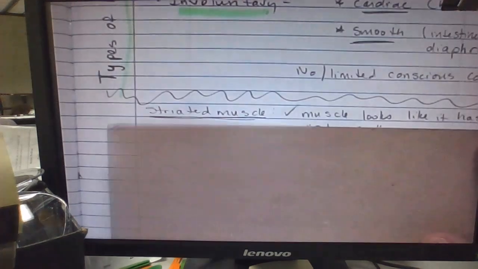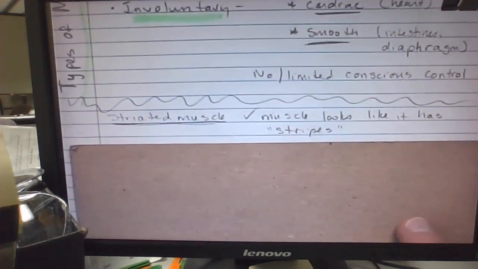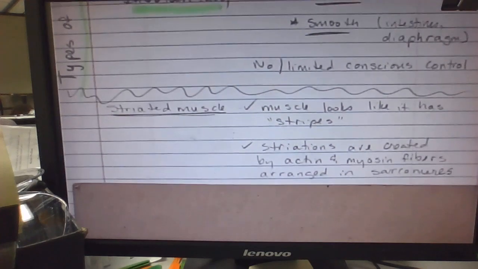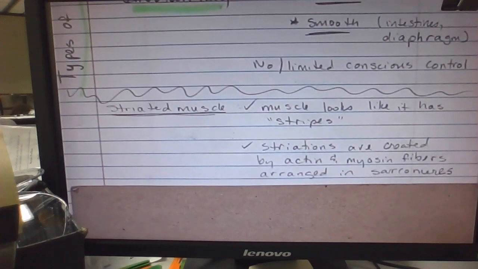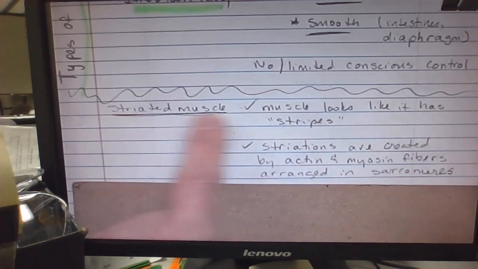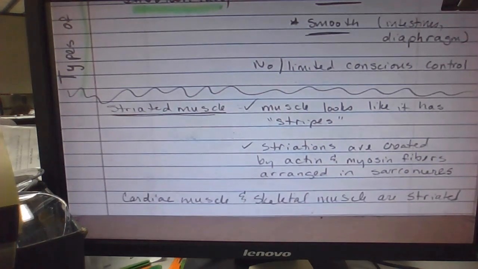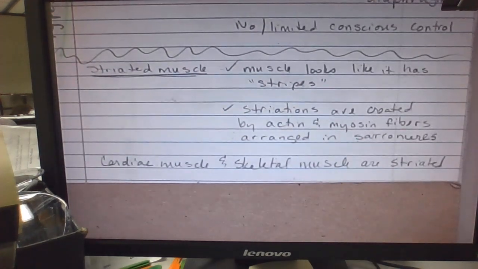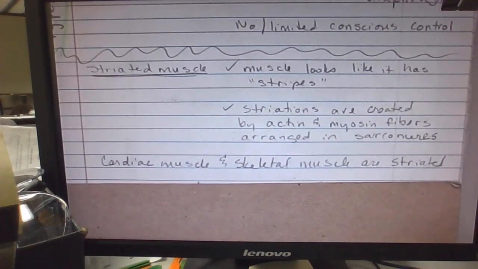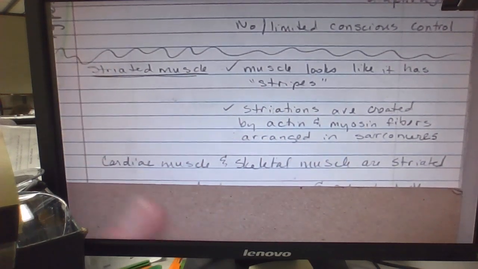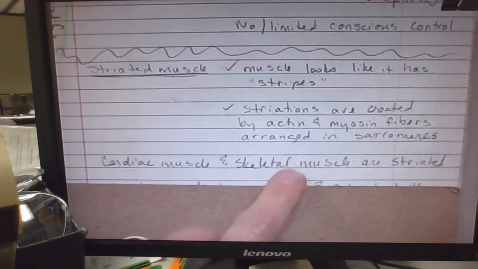All right, so striated muscle is muscle that looks like it has stripes. The striations are created by actin and myosin fibers arranged in sarcomeres. Cardiac muscle and skeletal muscle are striated. So it doesn't matter whether it's voluntary or involuntary. Voluntary means that you can control it. Involuntary means that you can't. Striated has to do with the organization of the actin and myosin fibers in the muscle. So cardiac muscle is striated muscle. Skeletal muscle is striated muscle.